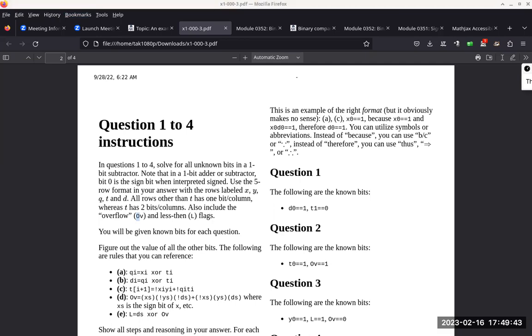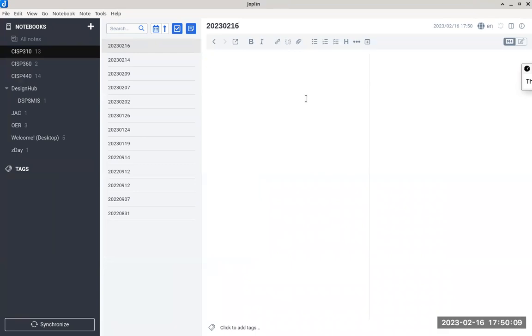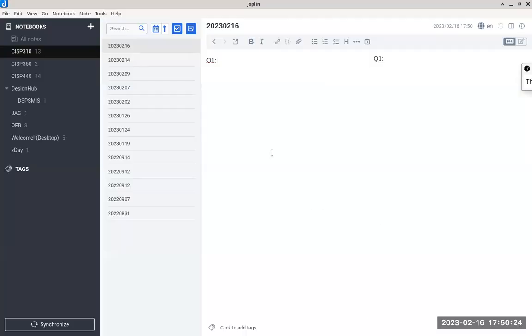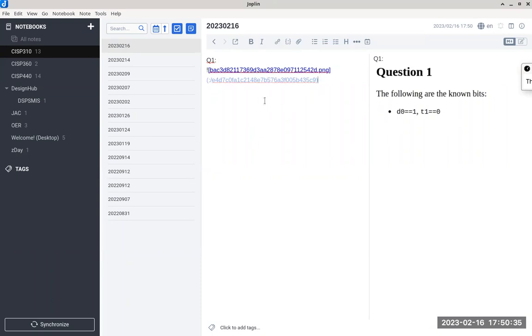All right, so here's Joplin. Let me switch to today's lecture. Today's the 16th. All right, so I'm going to handle question number 1 first, and I'll just copy and paste this entire question, then we can work on it on the other side. And switch back. Paste. There we go. Probably want this to be on a new line like that. There we go. Okay.